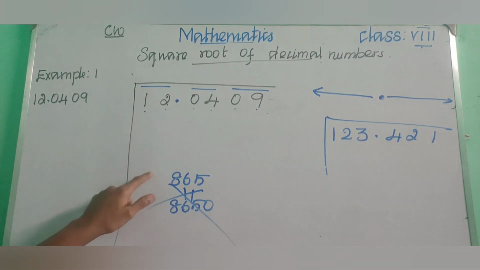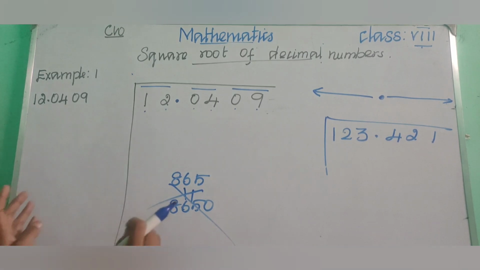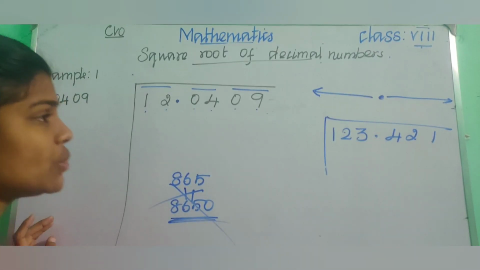So in a whole number, if you just add some zeros after that number, the value will change. If you put a zero after a number, its value will change.